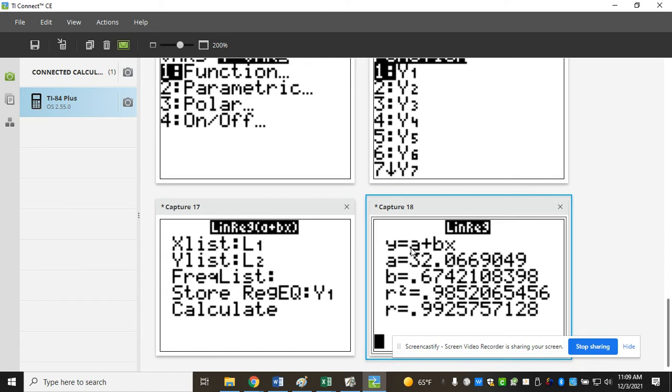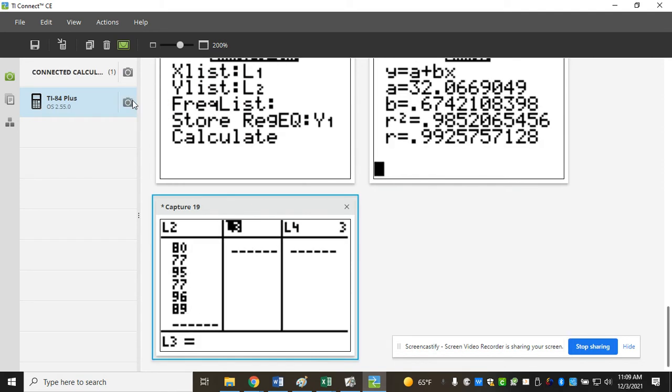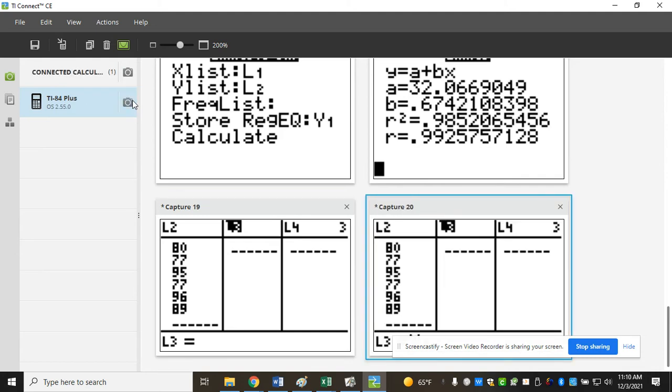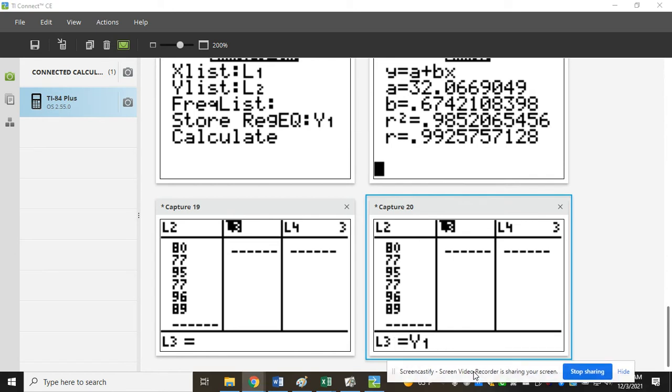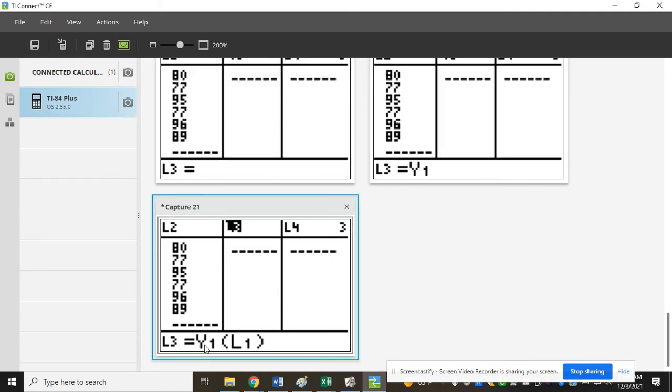But now I can apply that function that I just created to a list. So now go to Stat Edit and be at list 3. And I go back basically where I just went. So variables, Y variables, function, Y1. And don't hit enter. We have to put what our X's are. So you do parentheses, list 1. So I am applying function of Y1 with my input variable of list 1, and it fills the whole thing for you.